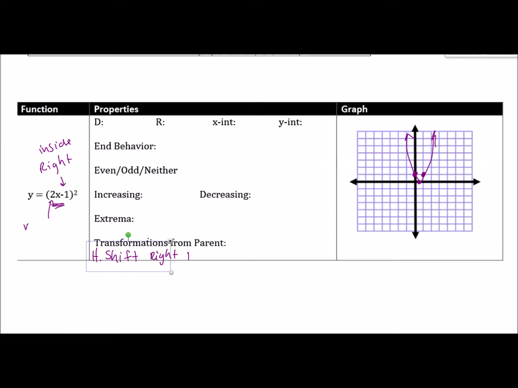So this guy is multiplying inside, which means it's a horizontal, either a stretch or shrink. Now remember, horizontal is always backwards. So if you're multiplying by 2, you'll look at the reciprocal. The reciprocal is 1/2, which is a number less than 1, greater than 0. So you would say horizontal shrink by 1/2.